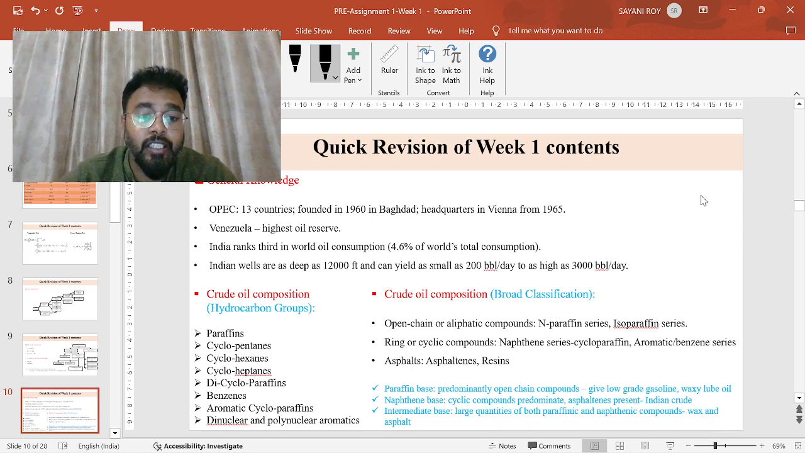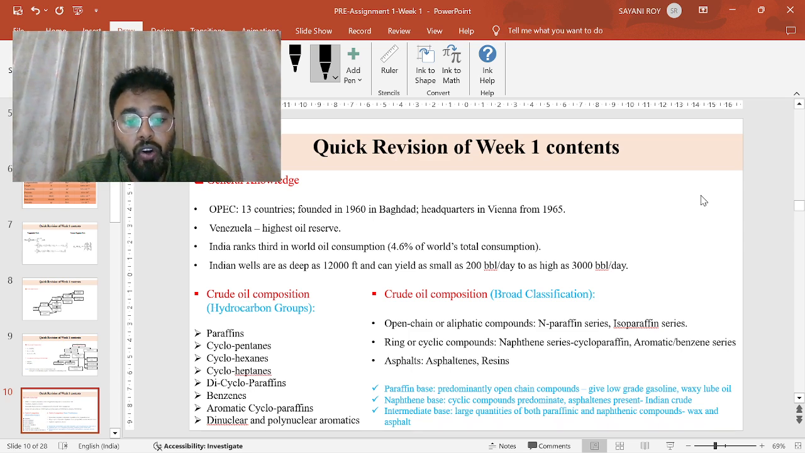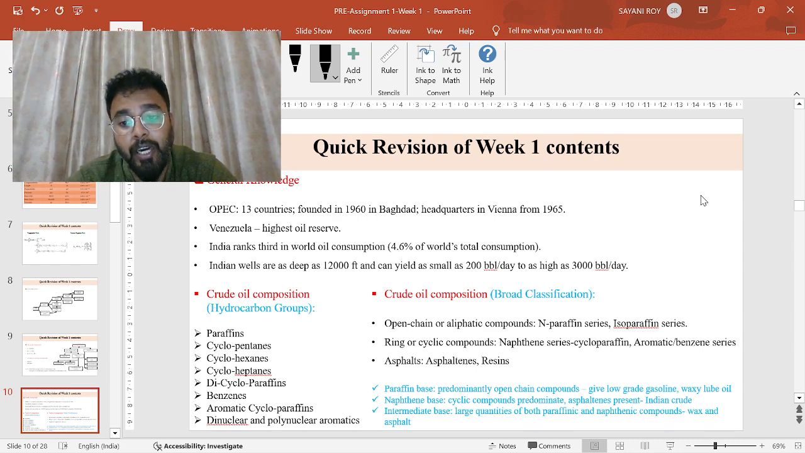Then there is a country called Venezuela, which has the highest oil reserves. Though its petroleum production is not the highest, in the sector of oil reserves it has the highest. Coming to India, India ranks third in the world in oil consumption. India's oil consumption is 4.6% of the world's total consumption. Indian wells are as deep as 12,000 feet and can yield from as little as 200 barrels per day to as high as 3,000 barrels per day.